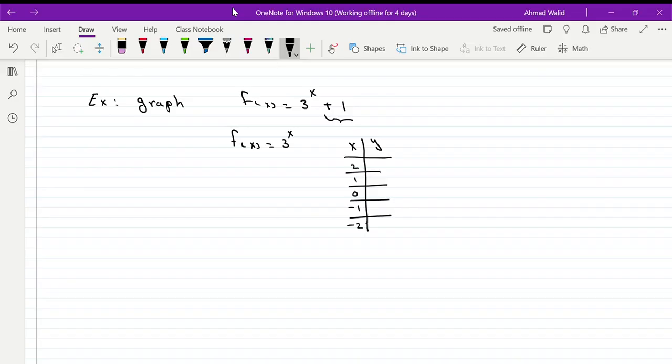When x is 2, y becomes 9. When x is 1, y becomes 3. When x is 0, y becomes 1. When x is -1, y becomes 1/3. When x is -2, y becomes 1/9. I didn't show the work because I showed it in examples number 1 and 2. Correct? Now, first I'll graph my parent or base graph. Correct?